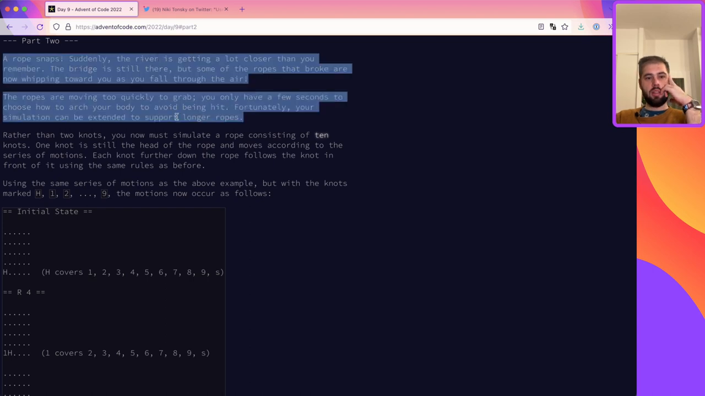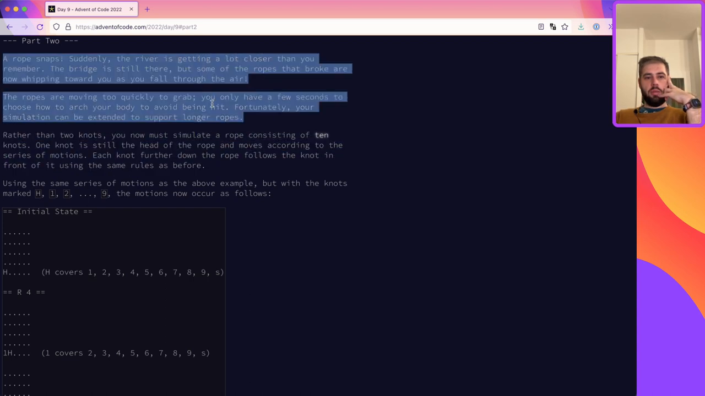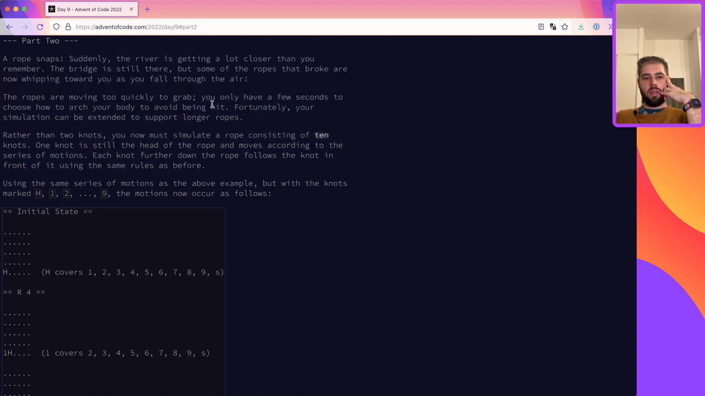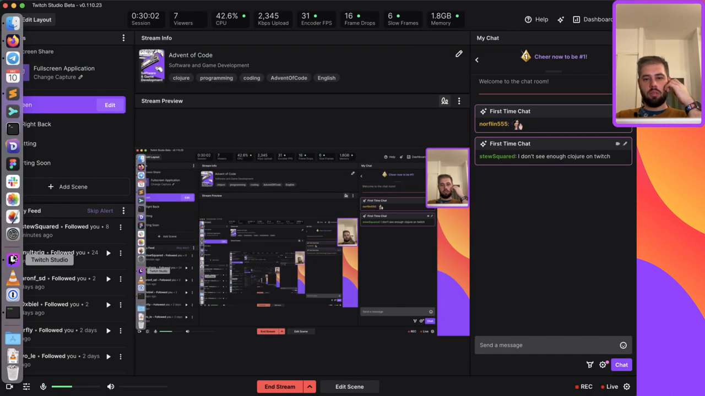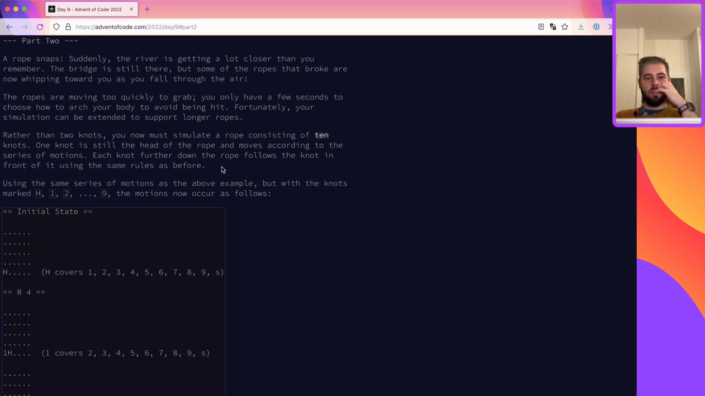Rope snaps. Suddenly the river is getting a lot closer to you. Then you remember the bridge is still there, but some of the ropes that broke are now leaping towards you as you fall. Fall through the air. The ropes are moving too quickly to grab. You only have a few seconds to choose how to arch your body to avoid being hit.